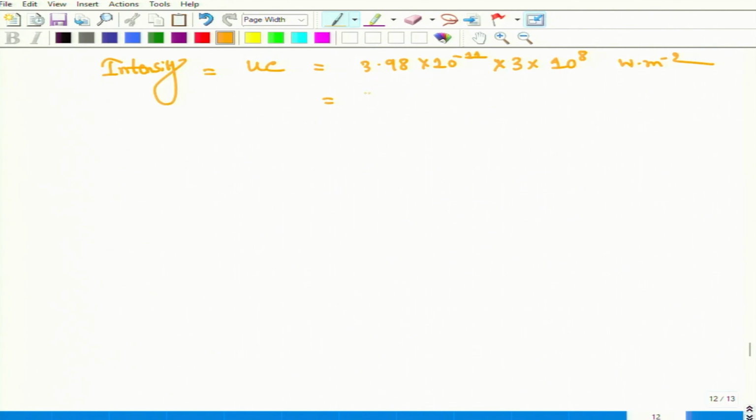And it will be minus 3. So it is 0.012 Weber per meter square. This is the intensity I. Okay, so this is a trivial problem, not formula based problem totally. Let me do another problem.